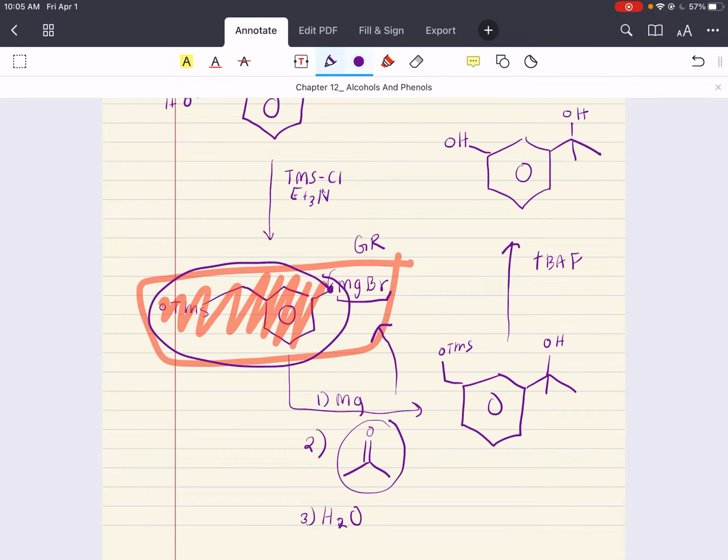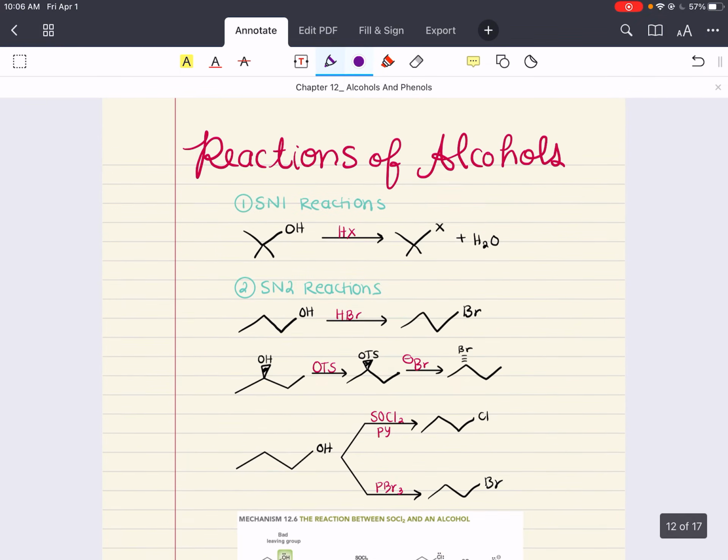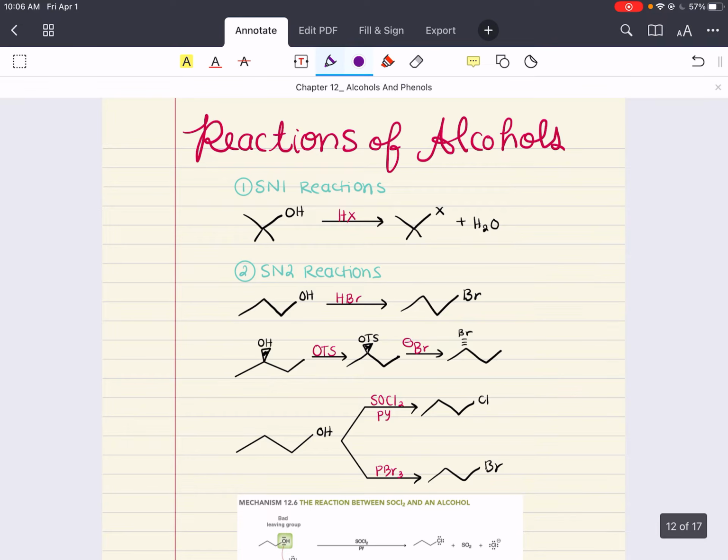So you see, if you only want to operate in one region, you need to protect the alcohol group, go about your reaction, and then finally replace the protecting group you put in with your alcohol group. If you kept the alcohol group without protecting it, whenever you treat it with magnesium and your ketone and your water, your alcohol will have a side reaction and transform, and we don't want that to happen. Fantastic. So now we've talked about preparations of alcohols and phenols.